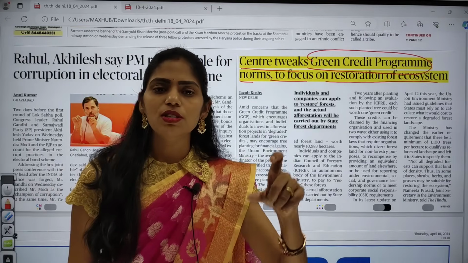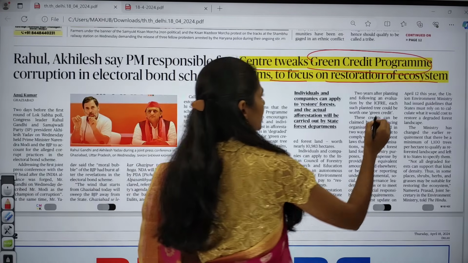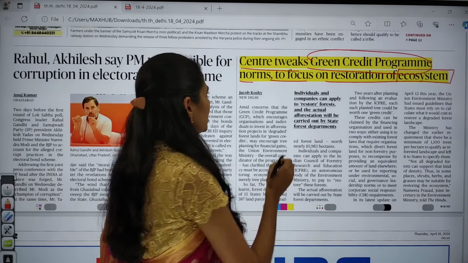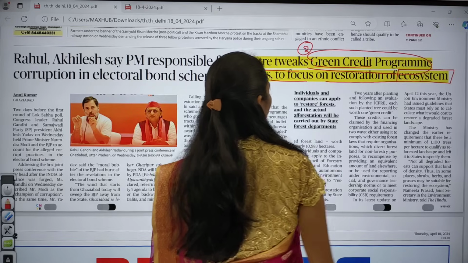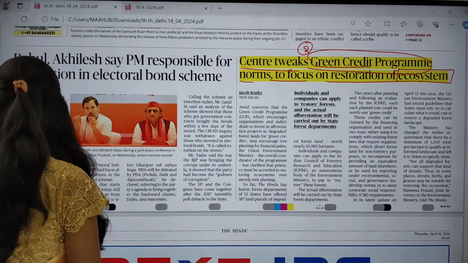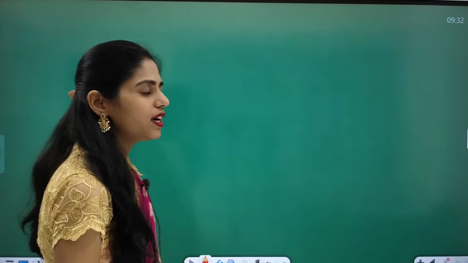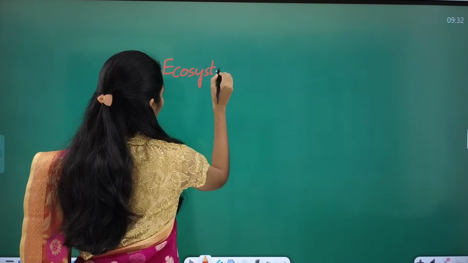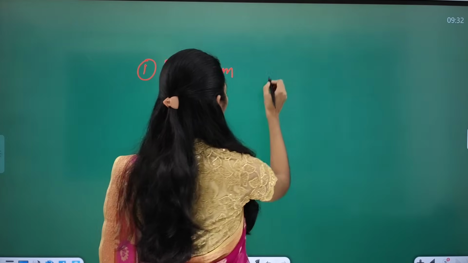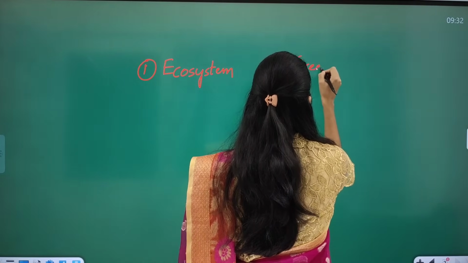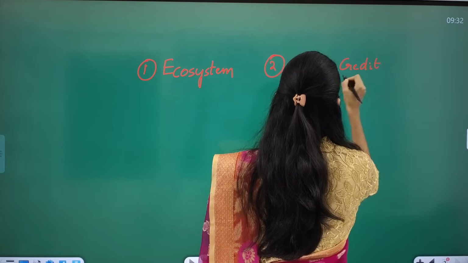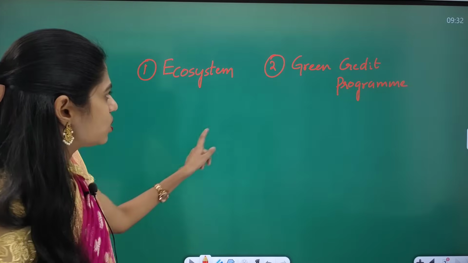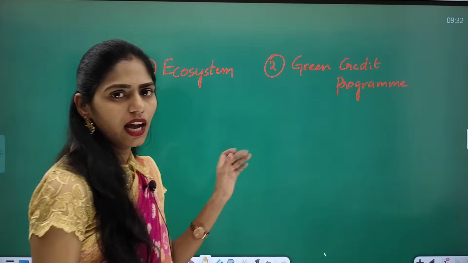If you go through the syllabus of environment and ecology, you will see this topic called ecosystem, right? And this is one keyword. And the next one is, this article is talking about one green credit program. So here you have to see some dimensions. First, it is talking about ecosystem. And the second keyword is green credit program. So these two are the keywords which appeared in our article.